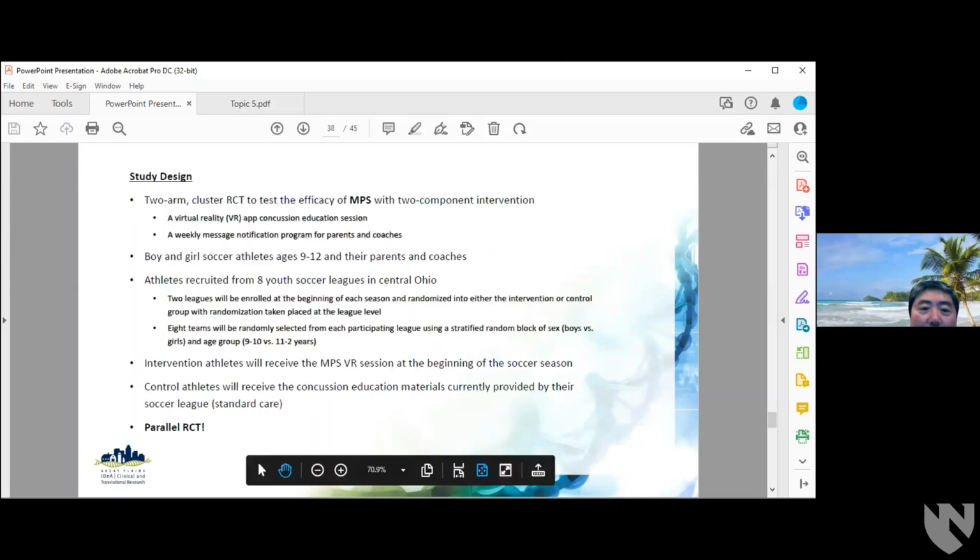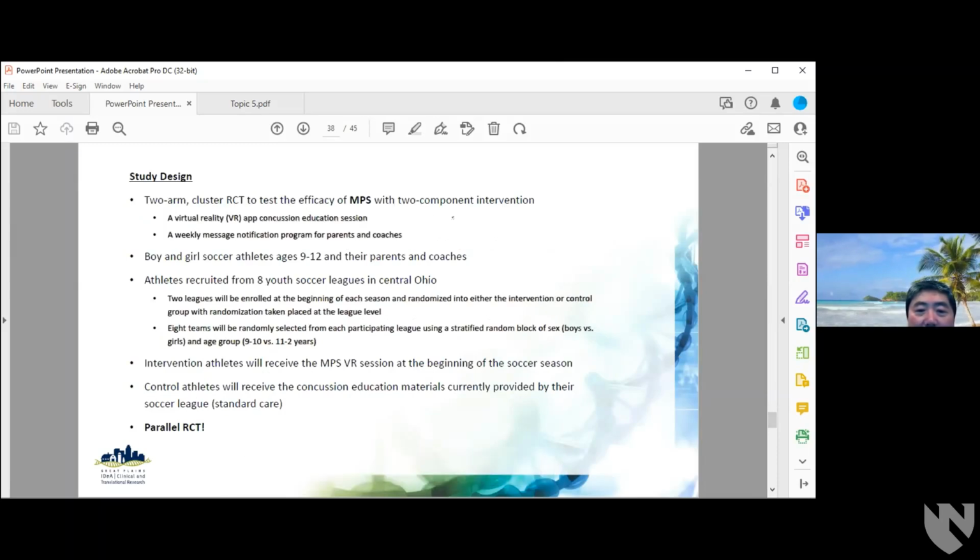So this is a 2-arm cluster randomized trial to test the efficacy of MPS with a 2-component intervention. One is a virtual reality app. Second is a message notification program for parents and coaches to try to enhance their communication. So the study participants are youth soccer players, age between 9 and 12.